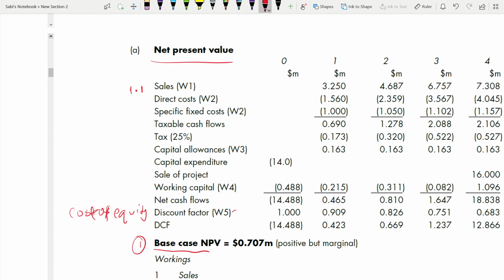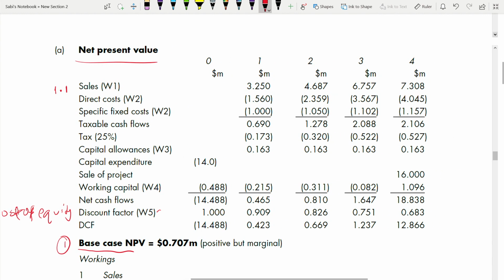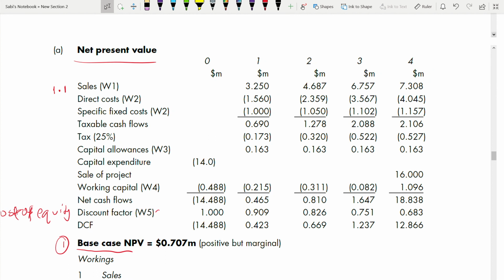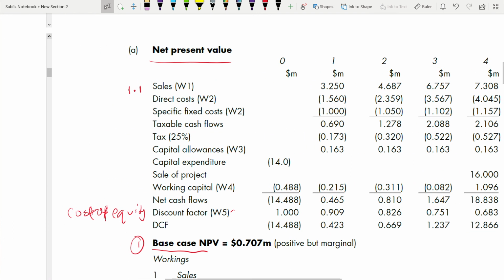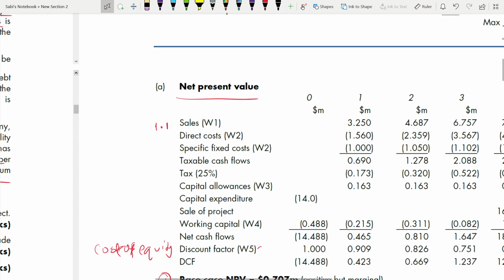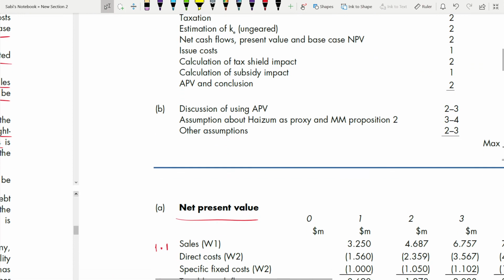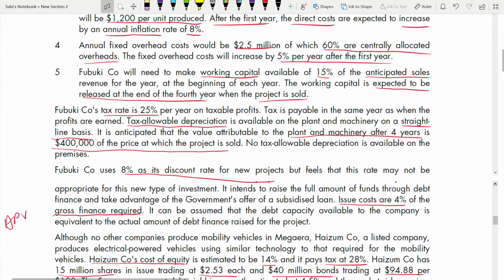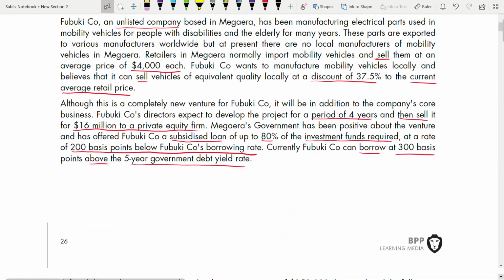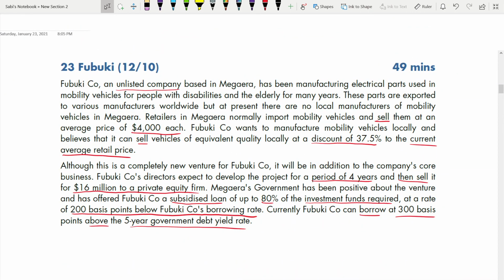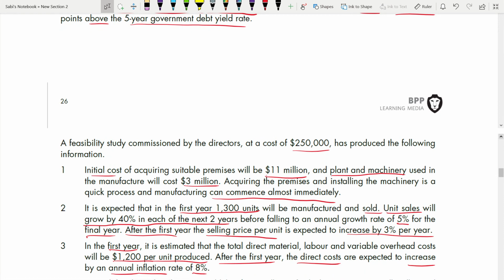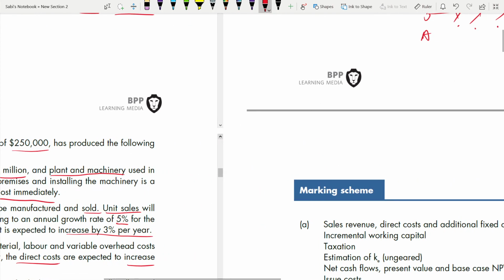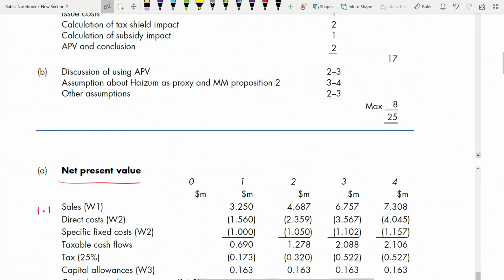So 1.1, starting with sales. Okay, so they are starting from 1 to 4, not starting from 0. Again, I will just go through it because it was supposed to start from year 0. According to the process, the machine quick process manufacturing can commence almost immediately. We will see the assumption for why they're starting from 1 and not 0, but right now we'll work it as it is, the first 4 years.